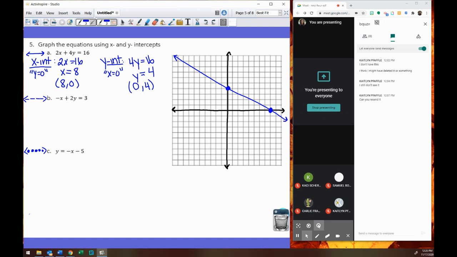Negative x equals 3. You want to know what positive x is. So negative x equals 3, positive x equals 1. So your x intercept is here somewhere. Your y value is 0, so you can just ignore the y. So then rewrite your equation, ignore the y.